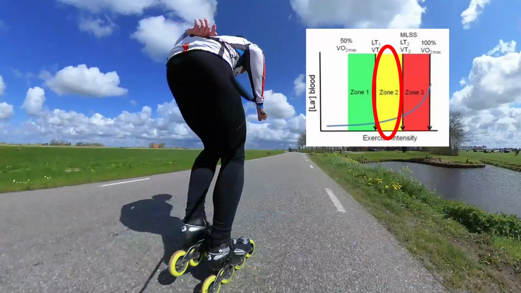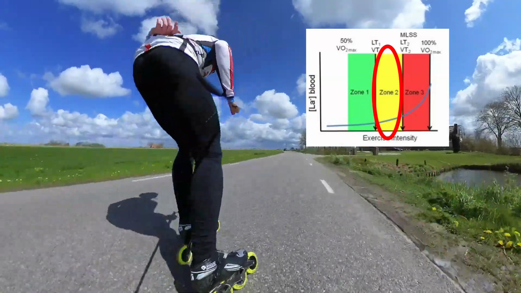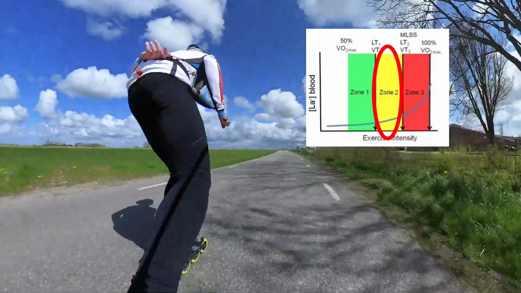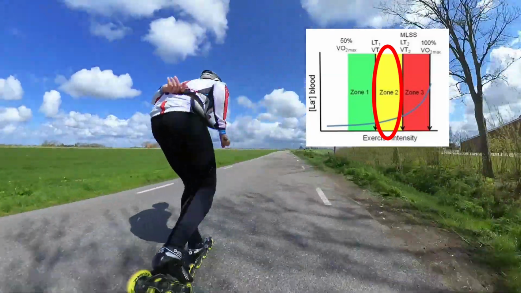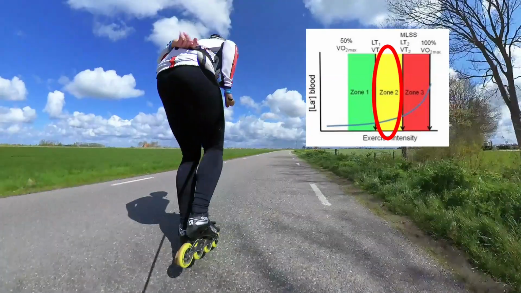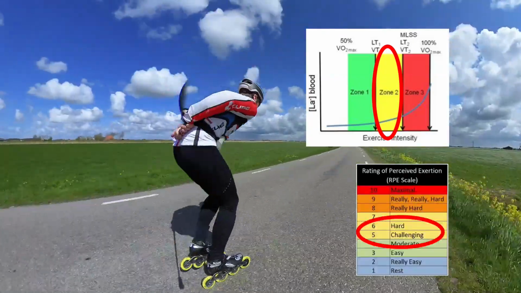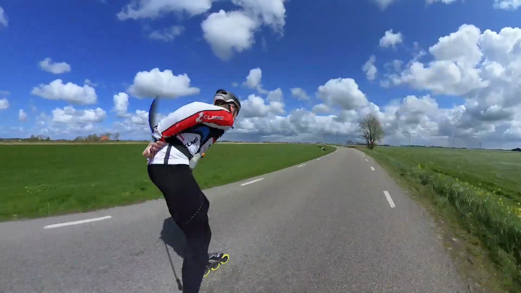Zone 2 is the moderate intensity zone and lies between aerobic and anaerobic threshold. Heart rate between 85 to 90% of the heart rate max. Rate of perceived exertion 5 to 6.